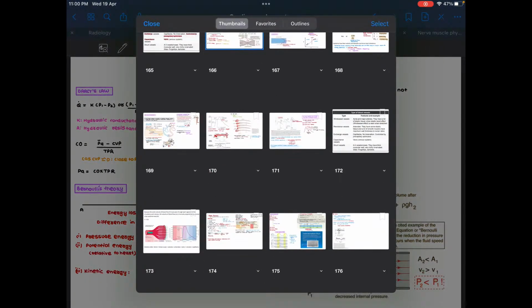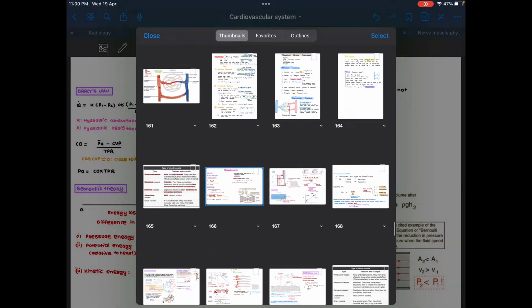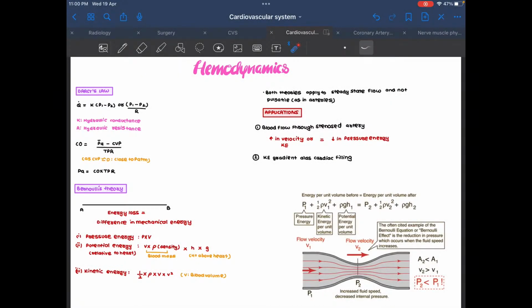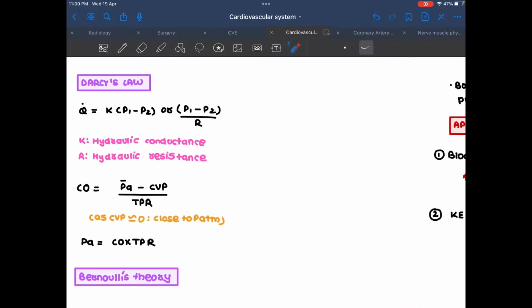All right. So now let me discuss something about the hemodynamics of blood flow, and that will be our last topic. The first law that I would like to discuss is Darcy's law. Darcy's law is very simple. We can remember it as V is equal to IR. We have studied Ohm's law. If we take I to be the flow, R to be the resistance, and V to be the pressure change, we can derive Darcy's law.